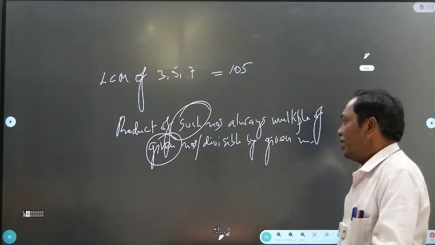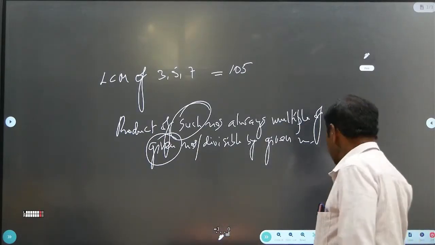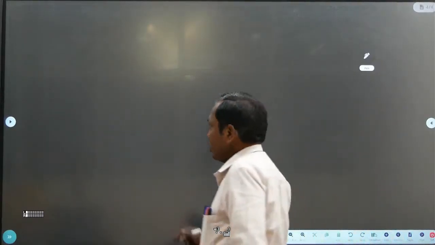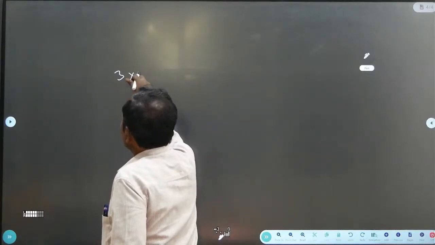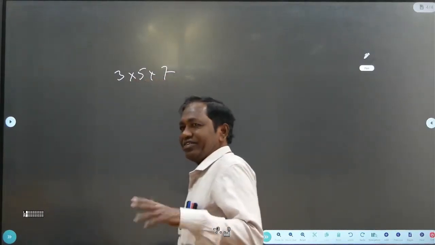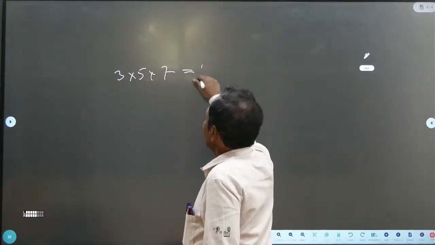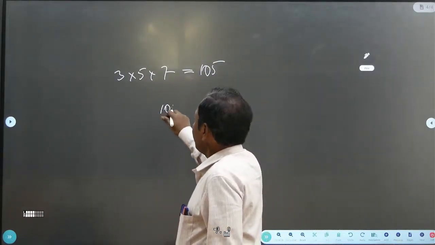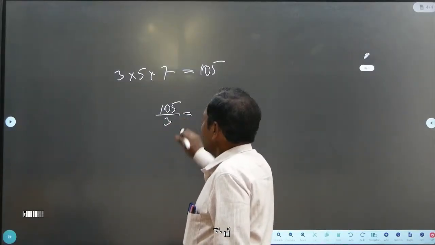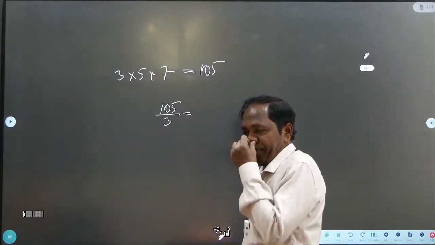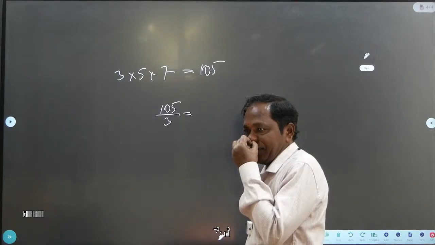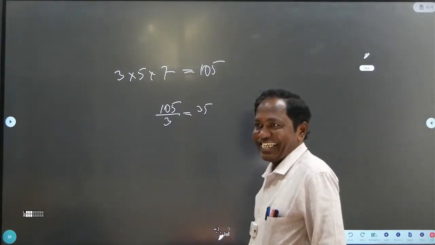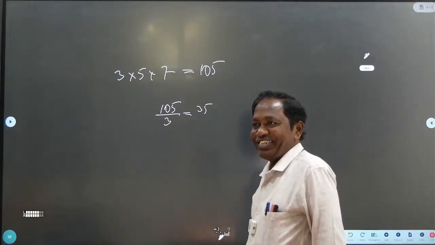Now we are speaking about 3, 5, 7. When we take 3 into 5, we don't know the result. Let's say it is 105. And that 105 is divisible by 3. What is the quotient? 35. So how did you get 35? Very funny question, I am asking.